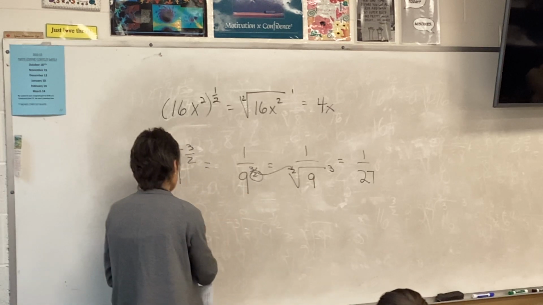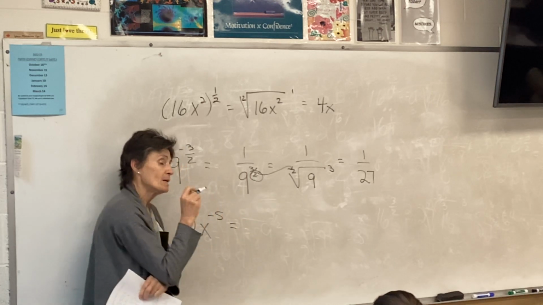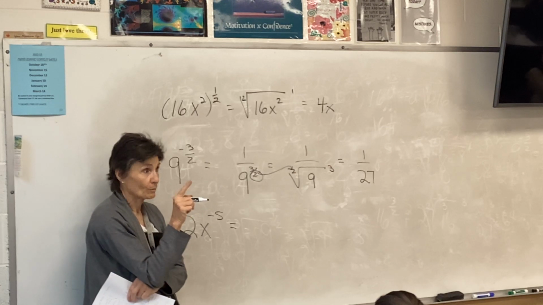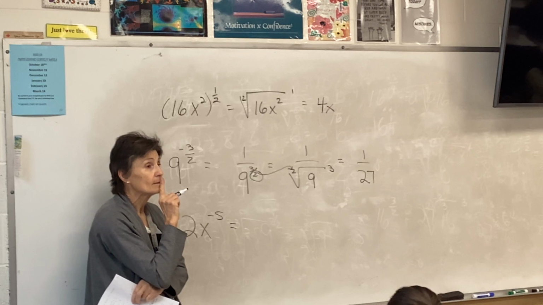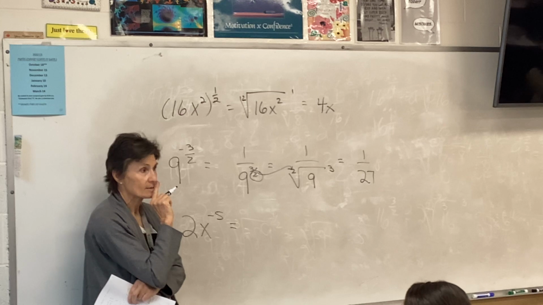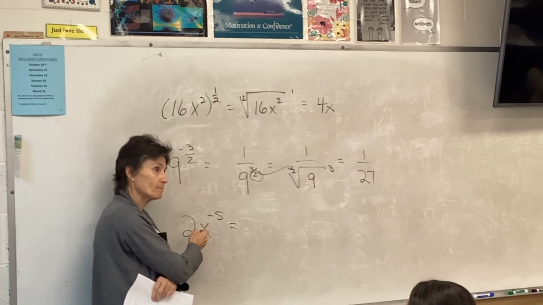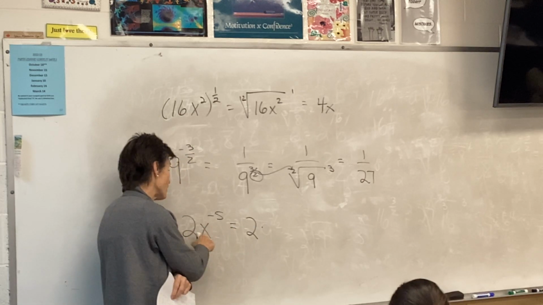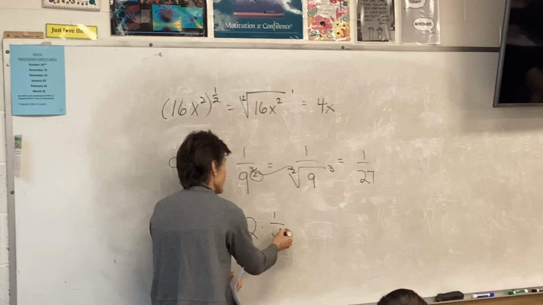All right. This is the tricky one. This catches kids over and over again. You see that negative exponent, and you know you're going to do 1 over, right? But 1 over what? Just the x. Does this 2 have a negative exponent? No. So it stays 2, and then that becomes 1 over x to the 5th.